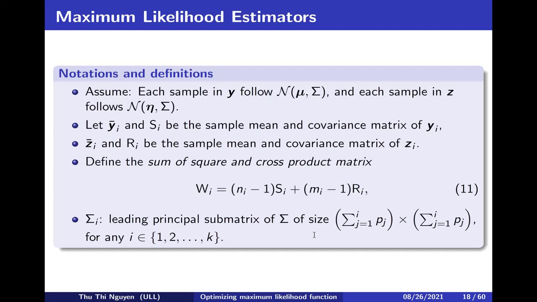We have some more notation and definitions. Now assume that each sample in Y follows a normal distribution with mean mu and covariance matrix sigma, and each sample in Z follows a normal distribution with mean eta and covariance matrix sigma. So that means that they have the same covariance matrix.